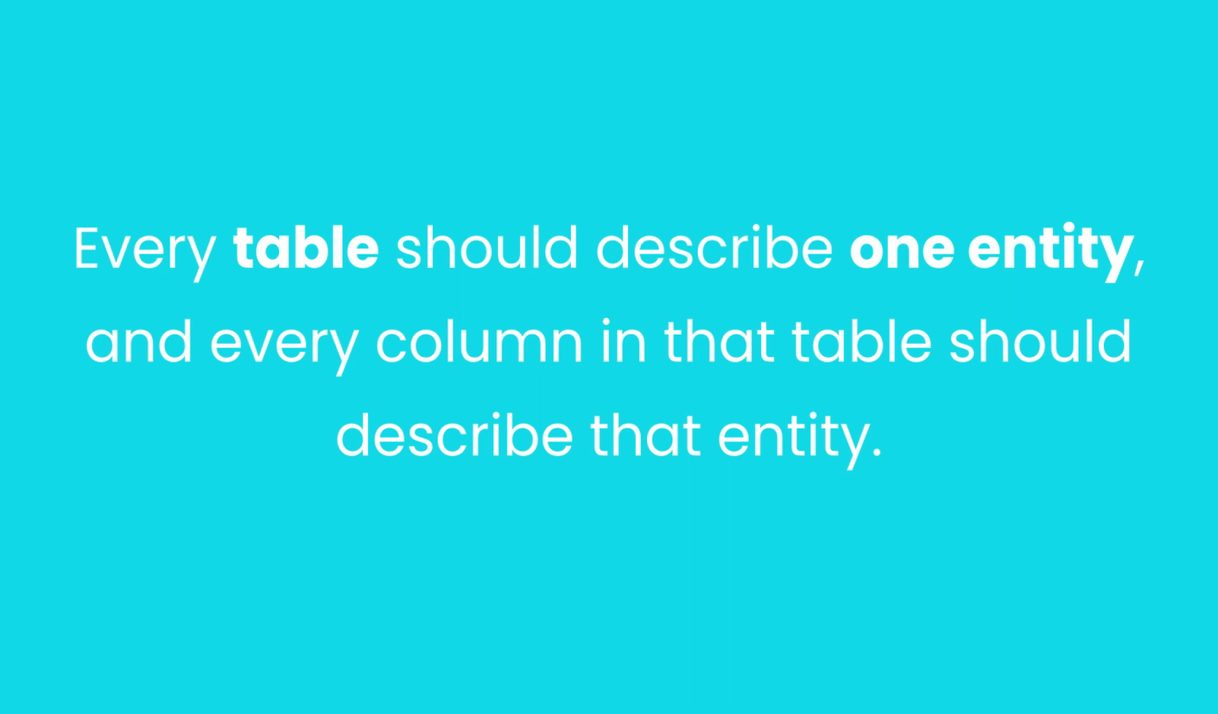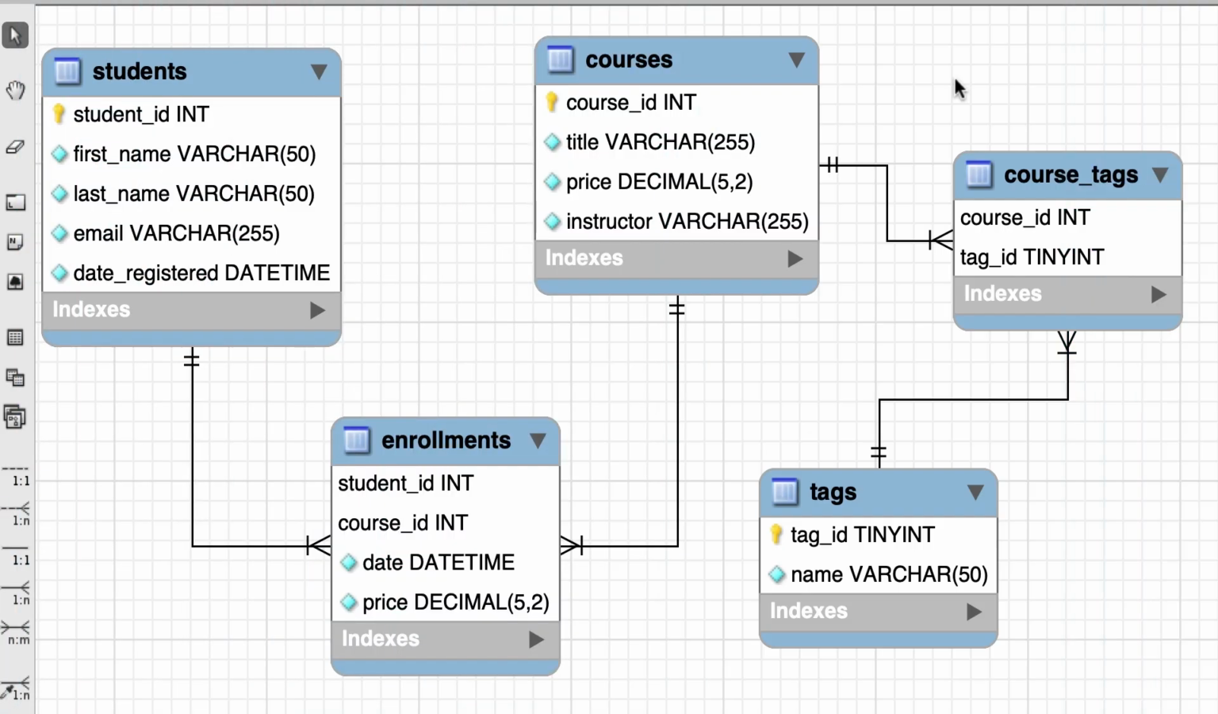The second normal form says that each table should have a single purpose. In other words, it should represent one and only one type of entity, and every column in that table should describe that entity. Here's an example. Our courses table has these columns: course ID, title, and price. So it has a single purpose. It stores course records. Every column in this table is an attribute of a course. So these columns describe a course, right?